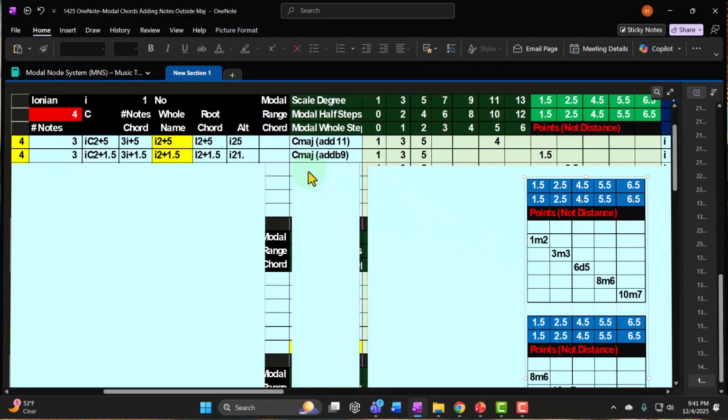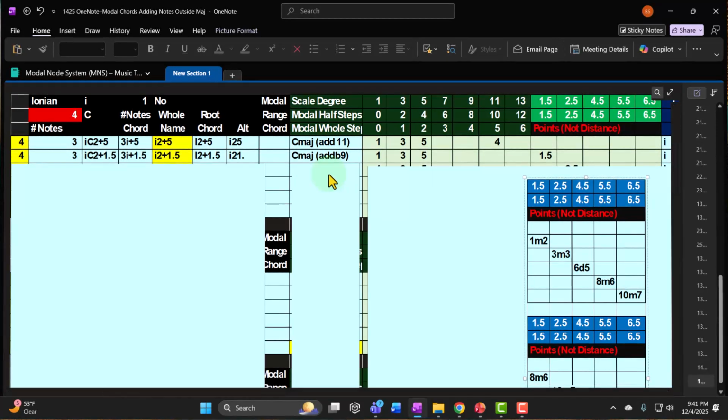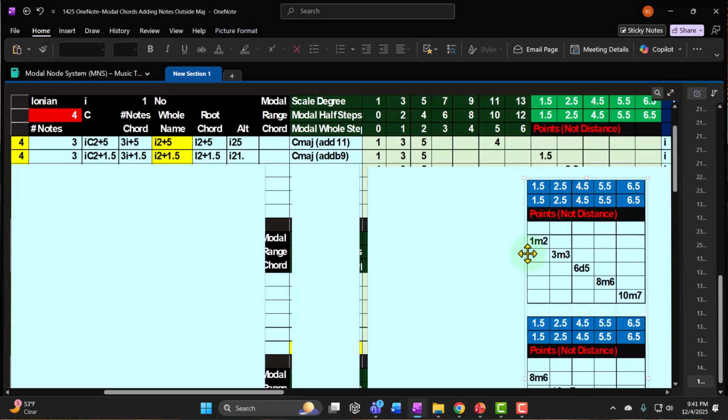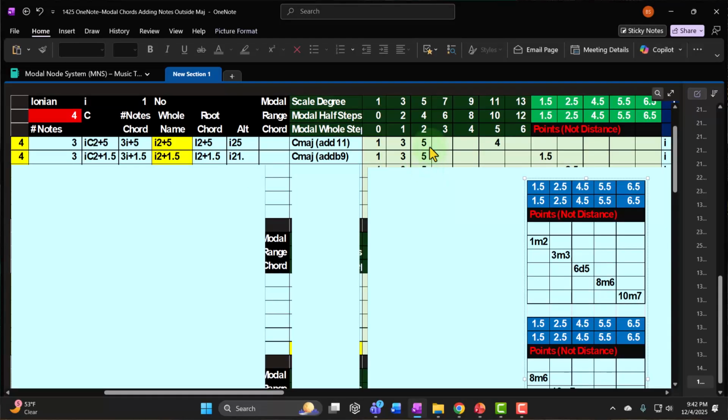So that would be a C major add flat 9, because it's a minor 9 that we're adding. So it's kind of a weird distance with relation to the C major. So that would be the normal name. I would like to call it something like an I2, because it would be 2 modal whole steps to get to the last note, which would be 4 modal half steps, which would be the 5th scale degree.